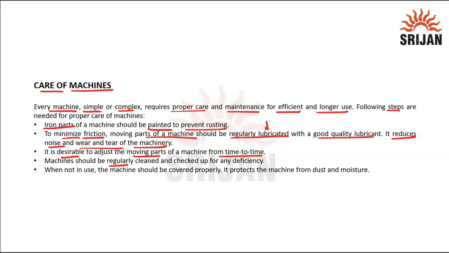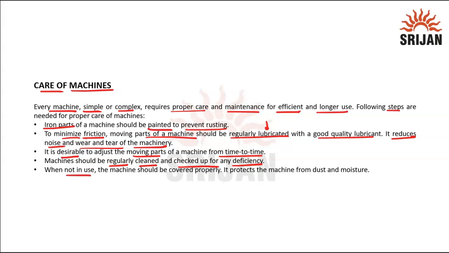Machines should be regularly cleaned and checked for any deficiency. Another important thing: let's say you have a bicycle. You should see that the brakes are working properly, whether it has enough air in its tires, and whether the wheel and axle, the paddling part, is working properly or not. You have to look at everything and clean properly, so that nothing will interrupt its functioning or its movement.